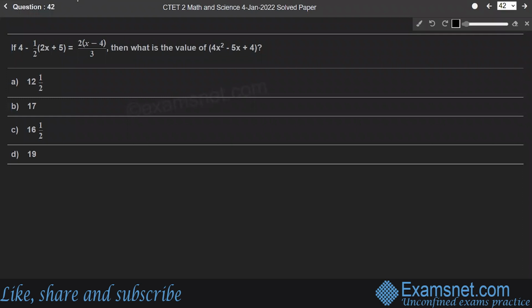Question number 42. If 4 minus 1 by 2 into (2x plus 5) is equal to 2 into (x minus 4) by 3, then what is the value of 4x square minus 5x plus 4? Let us find the value of x using this equation. Then substitute the value of x in the expression 4x square minus 5x plus 4. So 4 minus half into (2x plus 5) is equal to 2 into (x minus 4) whole divided by 3, right?